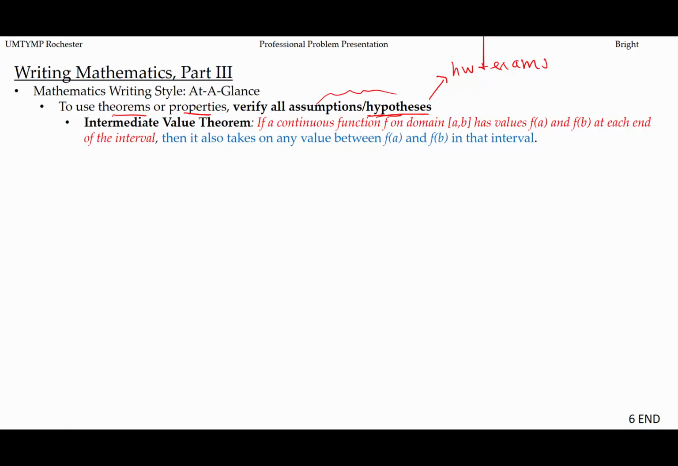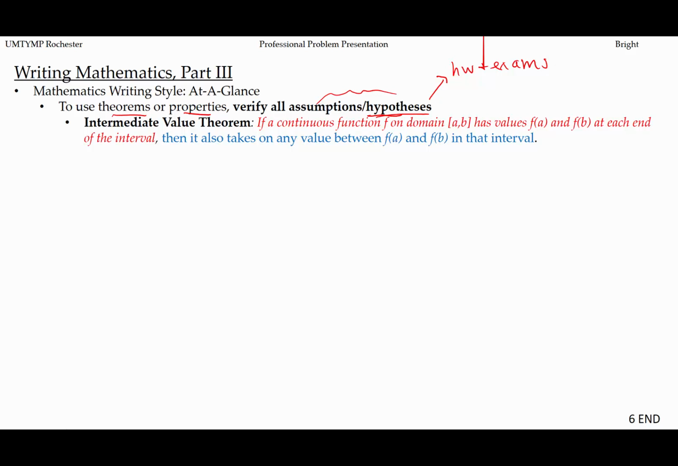I have a theorem here which was introduced to you this week in class when you were talking about continuity, and it was the intermediate value theorem. This is not the exact wording that was presented to you in class or in the textbook, but it's an equivalent version. It says, if a continuous function f on a certain domain [a, b] has values f of a and f of b at each end of the interval, then it also takes on any value in between f of a and f of b in that interval.